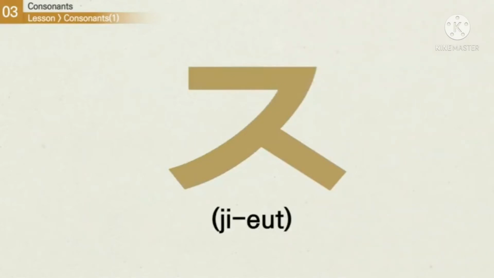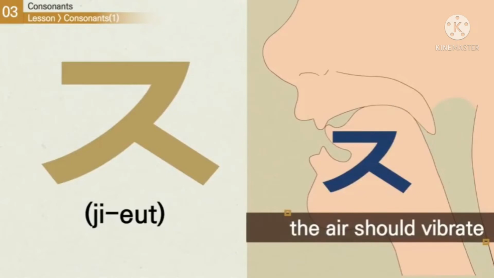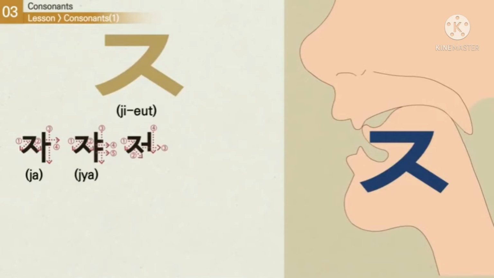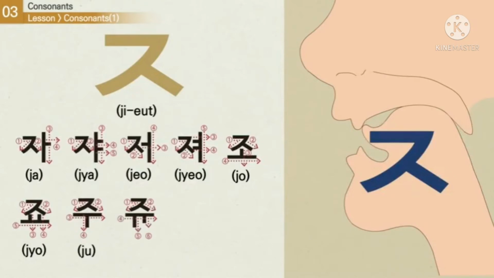Next is the character 지읒, which you can make by adding one extra stroke to 시옷. Like 시옷, the 지읒 sound is made by pushing air through your teeth. But when we pronounce 지읒, the air should vibrate. Listen carefully. 자, 쟈, 저, 져, 조, 죠, 주, 쥬, 즈, 지.